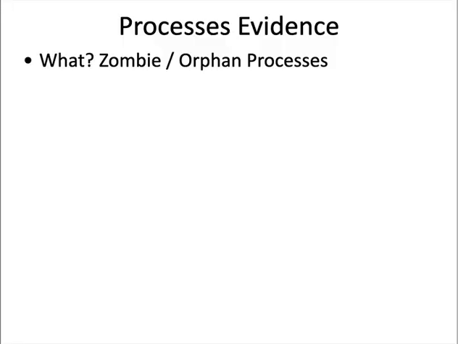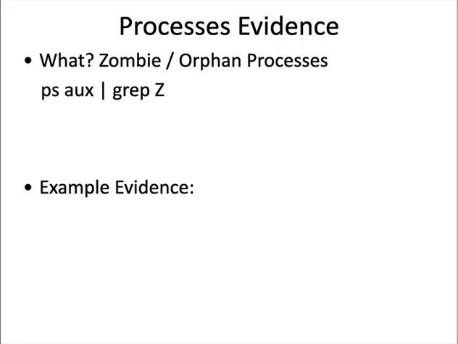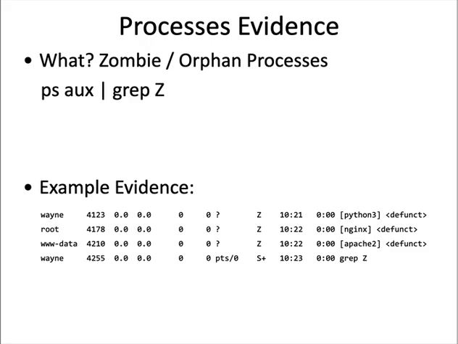Unix has something called zombie or orphan processes. The way we can find those is by running ps full listing aux and grepping for a capital Z in the process state, and we would get output that might look like this. So we have a Python script running that is a zombie, an Nginx, and an Apache. And then I didn't use grep -v to get rid of that last line. That's just me running the grep command in that pipeline. So that's how we find zombies.